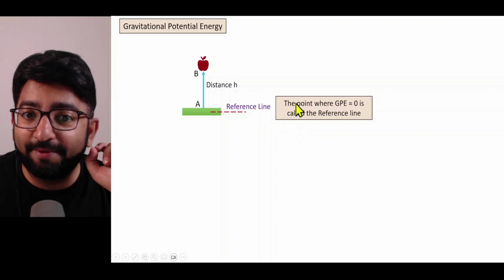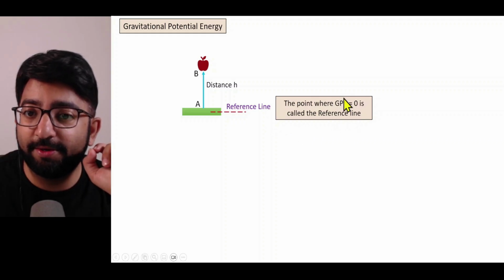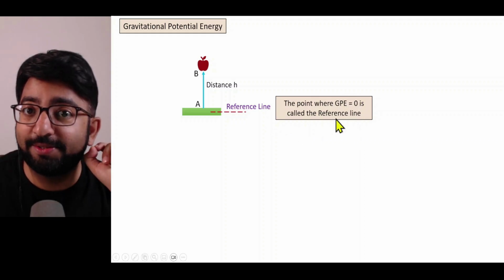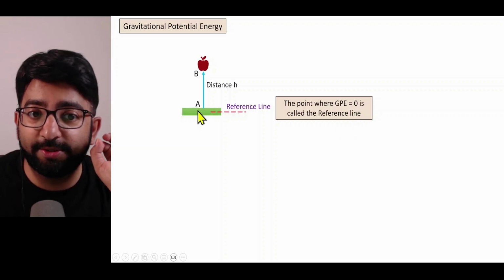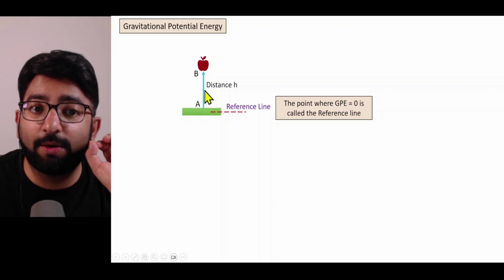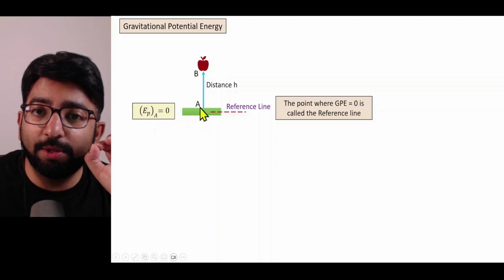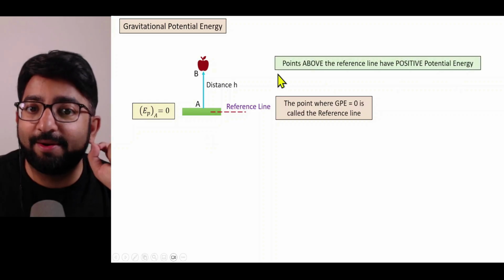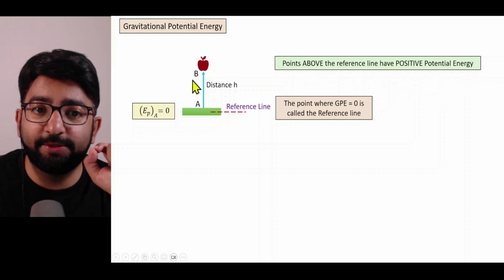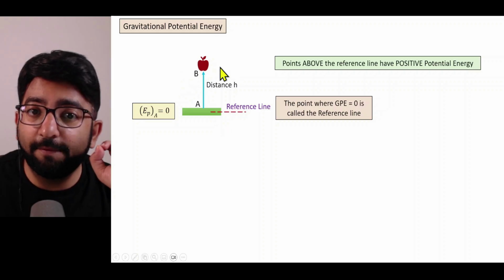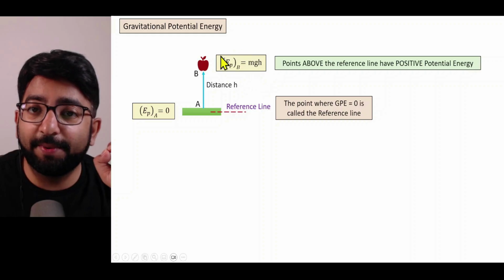Let's read. A reference line is basically a point where the gravitational potential energy is assumed to be zero, and that's the reference line. So the ground in this case will be zero potential energy. Hence, we can say that if the object were at A, which is on the ground, the potential energy for the apple on the ground would have been zero. After that, let's read this. Points above the reference line have positive potential energy. So over here, the point B is above the reference line, so potential energy will be positive mgh, which I have represented here.